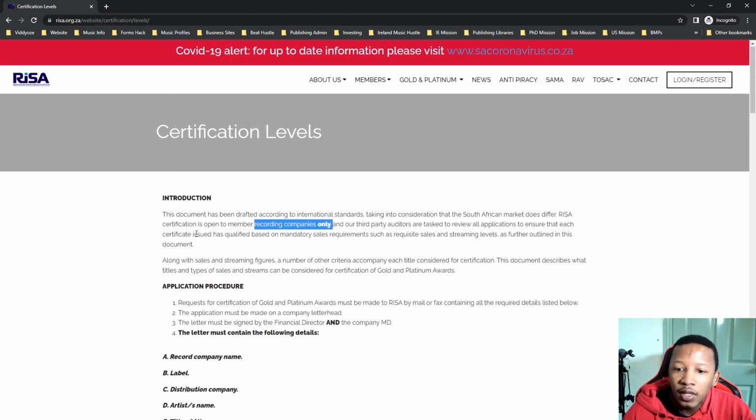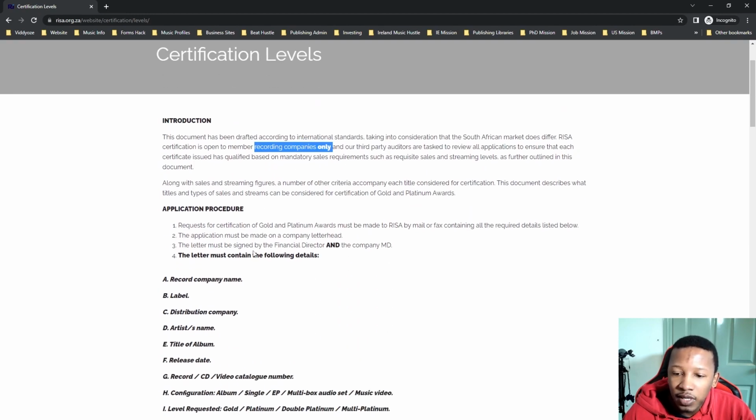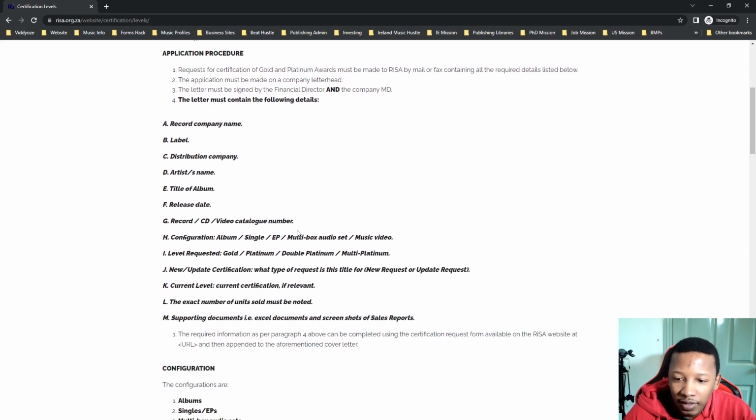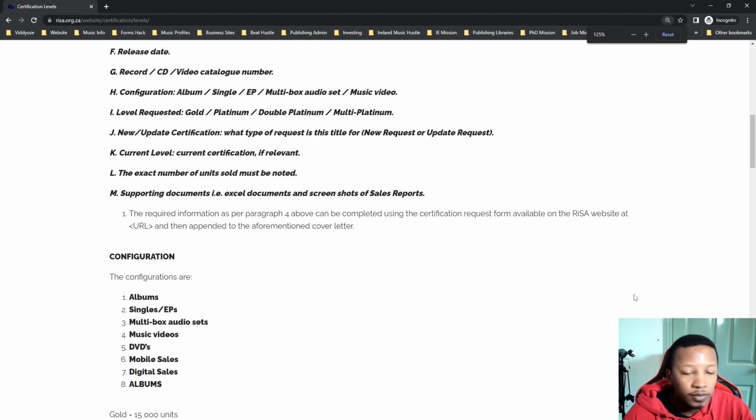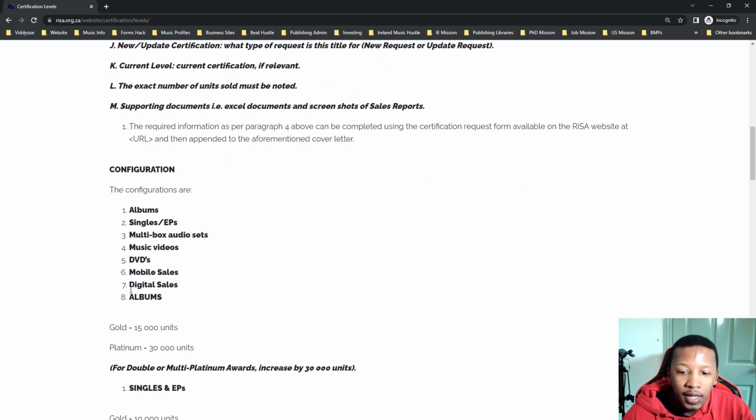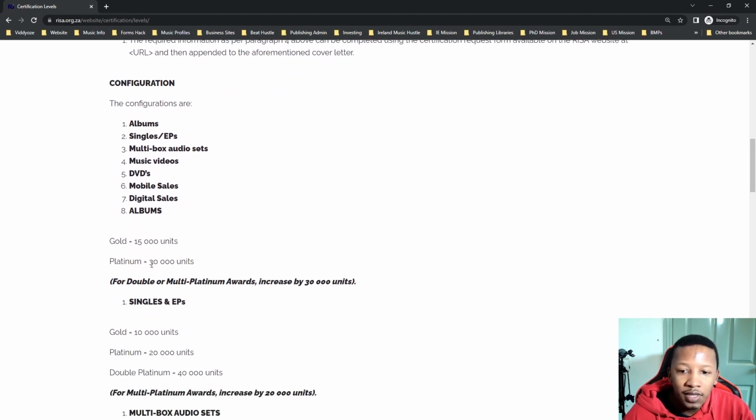Moving on, this is basically the application process. I'm not going to go through that because there's quite a bit to go through, but go down to where it says configuration, let me just zoom in slightly there. So there are different types of sale categories: albums, singles, music videos, DVDs, mobile sales, digital sales, and albums. Overall, gold is 15,000 units and platinum is 30,000 units, depending on what's going on.